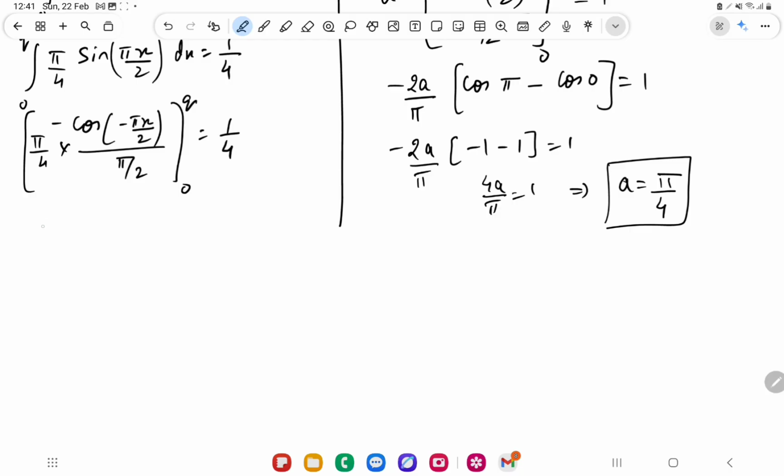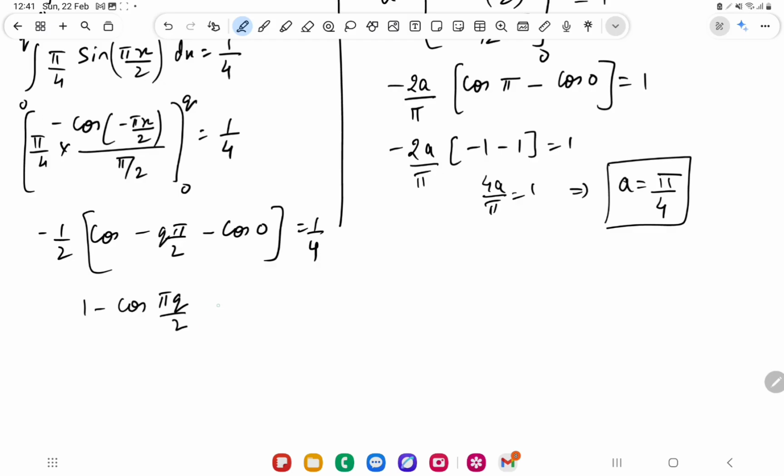So if I further simplify, I will get minus 1 by 2 into cos(q pi by 2) at the upper limit minus cos 0, which is my lower limit. This entire thing is equal to 1 by 4. So I can further simplify and write it as 1 minus cos(pi q by 2) will be equal to 1 by 2. And this cos(pi q by 2) will be equal to 1 by 2 if I solve this 1 and 1 by 2.